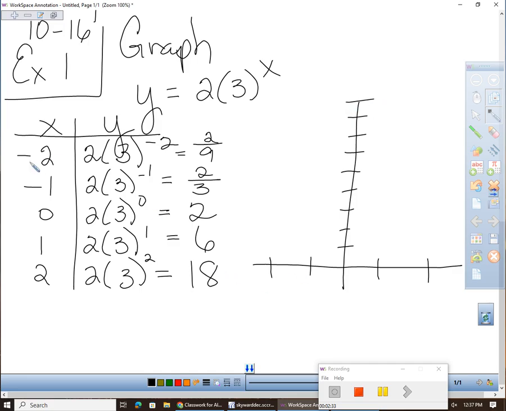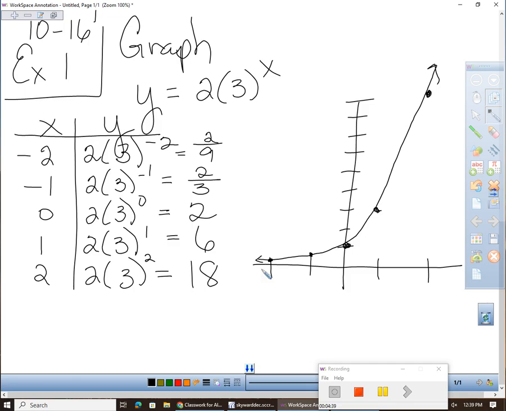All right. So at -2, I'm going up 2 ninths, so barely above the x-axis. -1 and 2/3, so up a little bit higher. And again, remember, we're going by 2s. I have 0, 2, so here's my 0, 2. 1, 6, so here's 1, 2, 4, 6. And 2, 18. So you can tell that this is a growth, right? It's really close to the x-axis to start, and then grows bigger and bigger, faster and faster and faster.